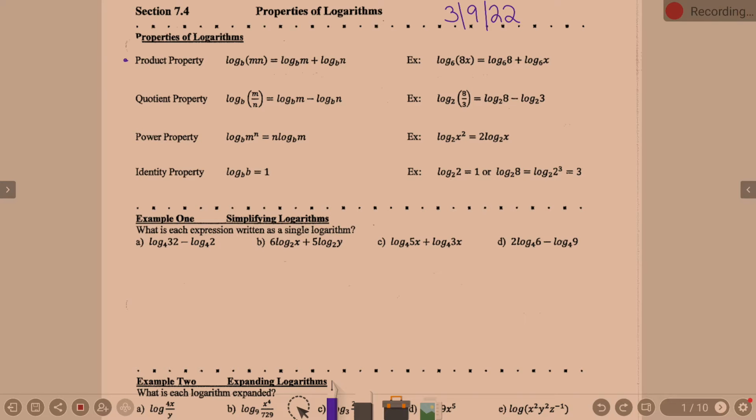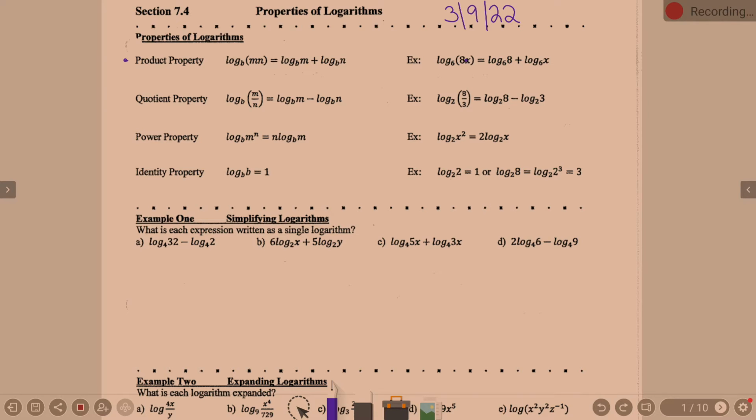So for instance, the log base 6 of 8x. Well, 8x is 8 times x. I don't know if that made it any better or not, but it's 8 times x, right? So I can take that and make it log base 6 of 8 plus log base 6 of x, because it was 8 times x. So that's your product property.